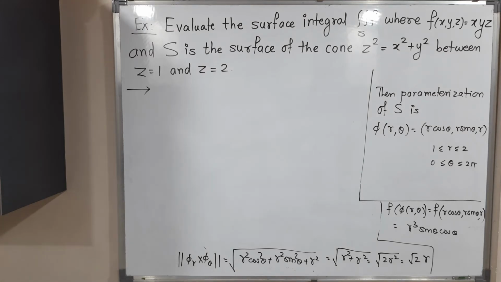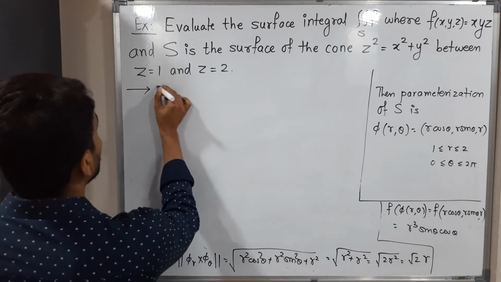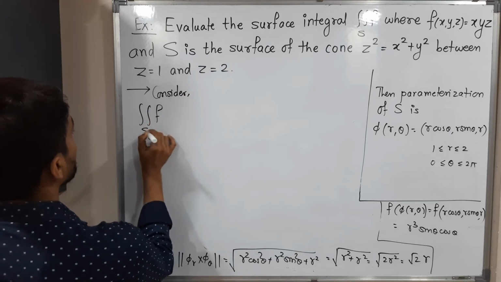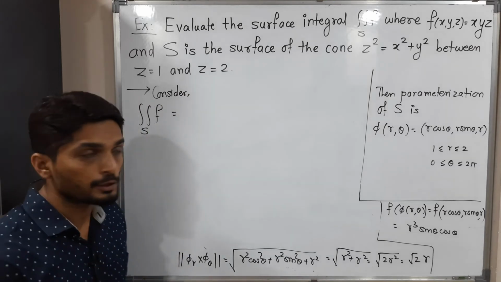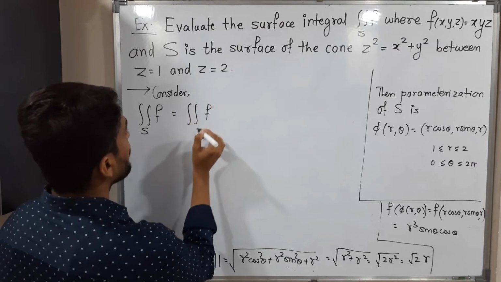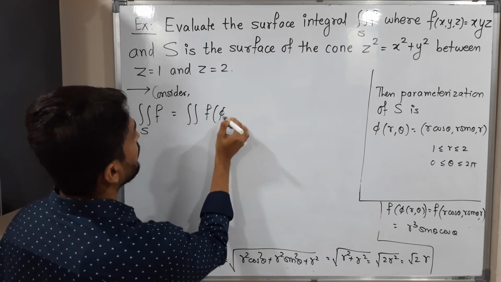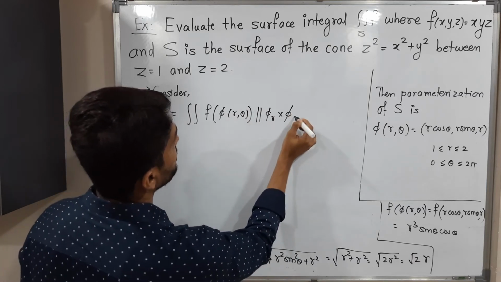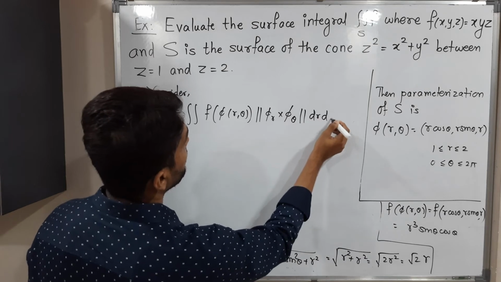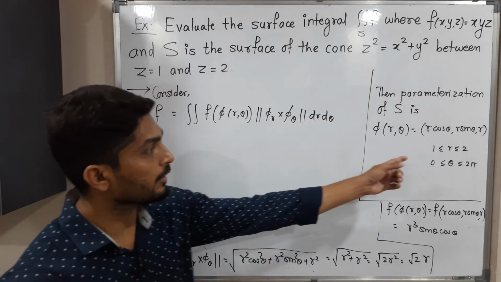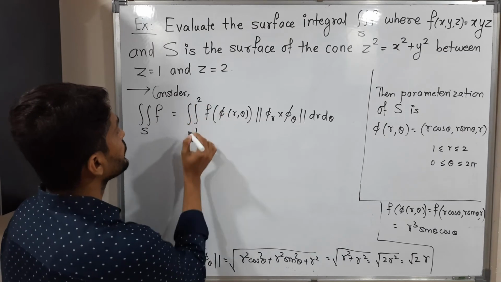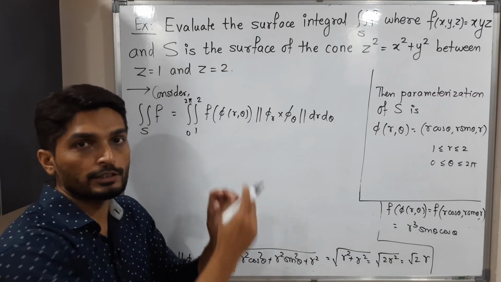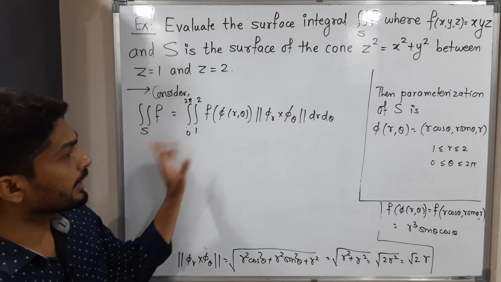Okay, so let us consider the double integration of f over the given surface S. Let me write the definition again. Double integration of f of phi of r theta, norm of phi r cross phi theta, dr d theta. As you can see here, r varies from 1 to 2, theta varies from 0 to 2 pi. Purposely I have kept all these things here, so we can easily put those values in the definition. Limits of r and limits of theta I have considered.